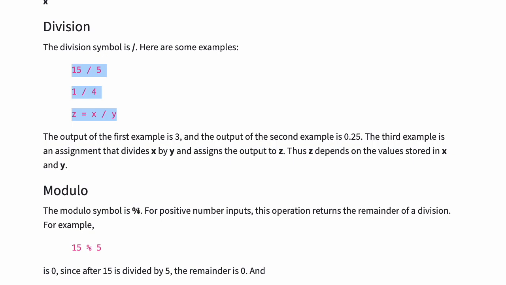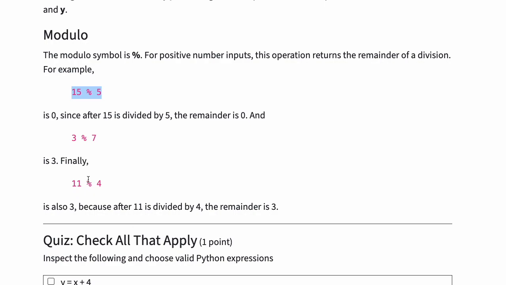The modulo symbol is a percentage sign. For positive number inputs, this operation returns the remainder of a division. For example, 15 modulo 5 is 0, since after 15 is divided by 5, the remainder is 0. And 3 modulo 7 is 3. Finally, 11 modulo 4 is also 3, because after 11 is divided by 4, the remainder is 3.